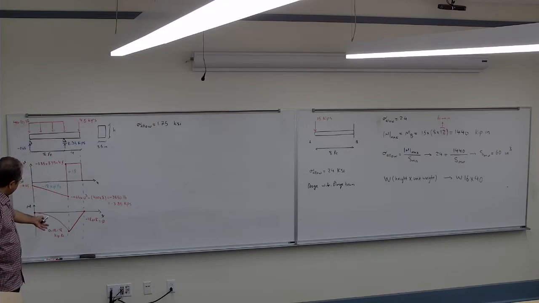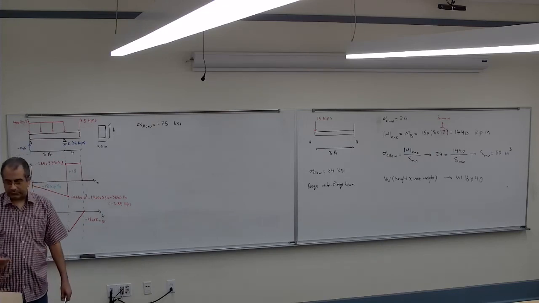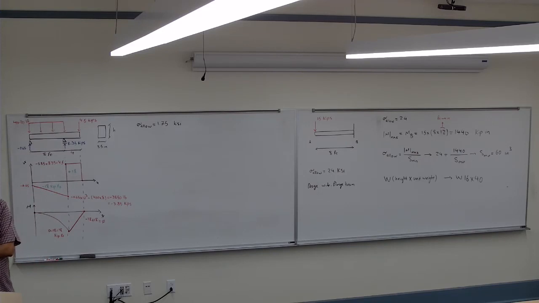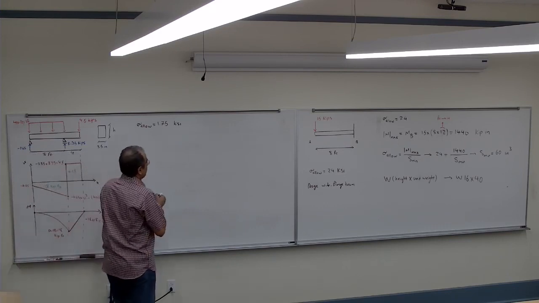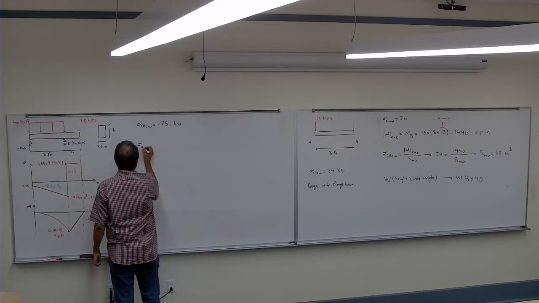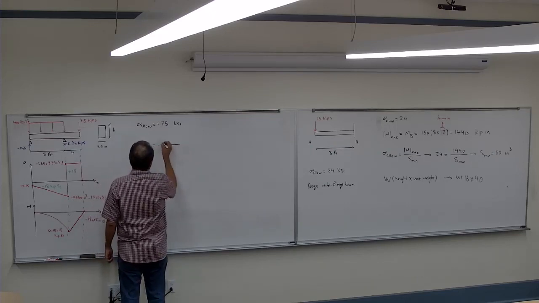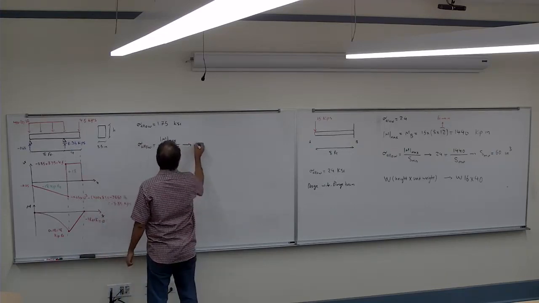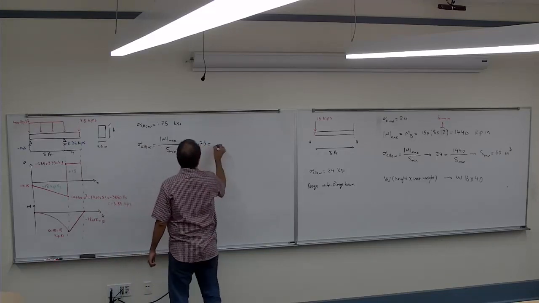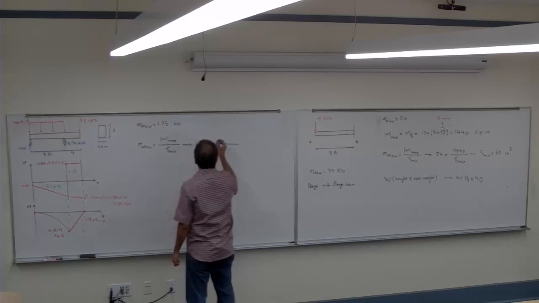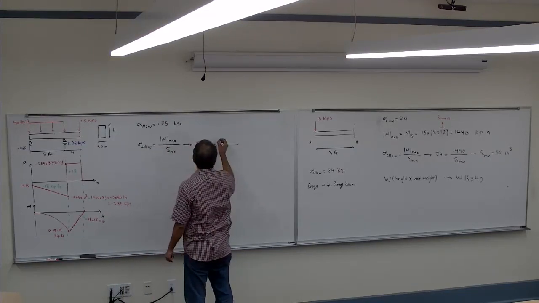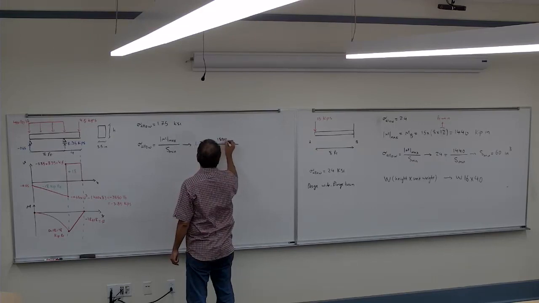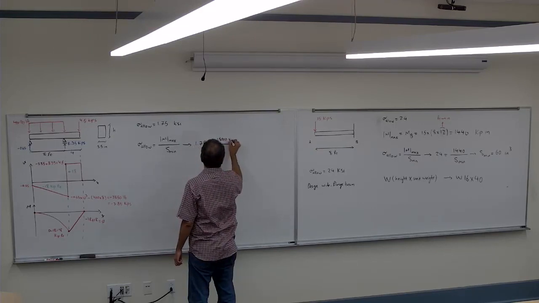So now that I know the maximum moment, which is going to be 18,000 pound foot, I will go ahead and write that the sigma allowable is equal to M max divided by S min. Therefore, I know 1.75 should be equal to maximum M, which is going to be 18,000 times 12.